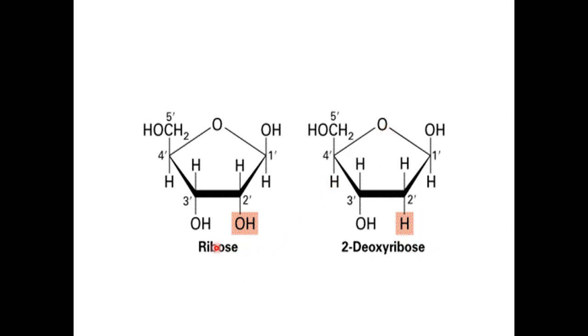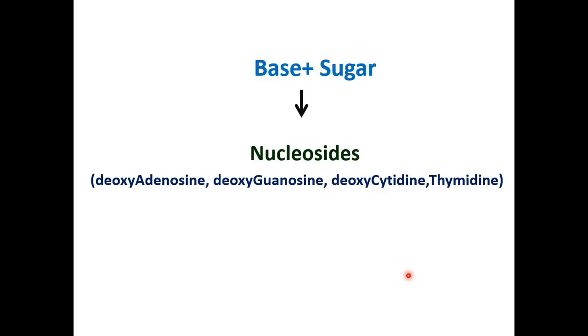Just see the difference between a ribose and a deoxyribose. Deoxyribose has one less oxygen. Here it is a hydroxyl group. Okay, so it is deoxy on the second carbon, so it is deoxyribose. Now let's see how the nucleotides are formed. First, the nitrogen base combines with sugar to form a nucleoside. So they form deoxyadenosine, guanosine, cytidine, thymidine. This is how the nucleosides are named.